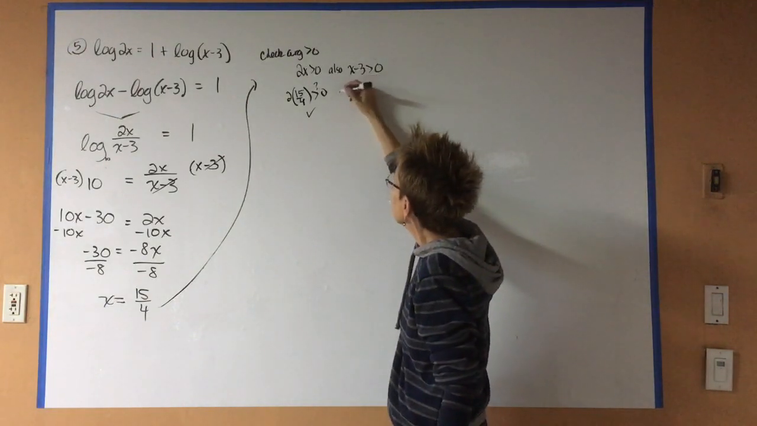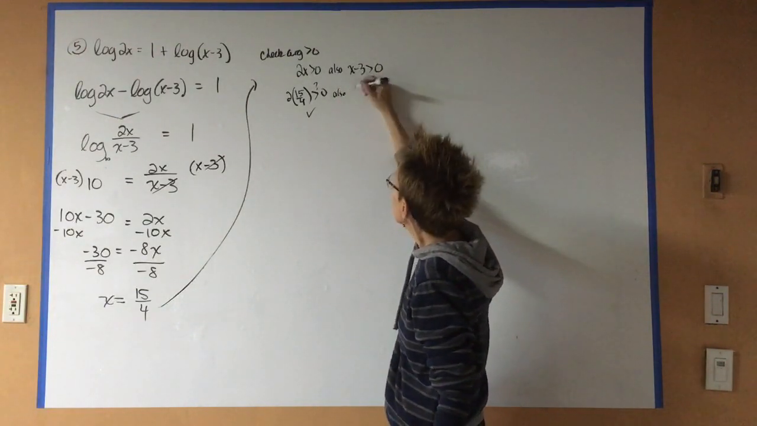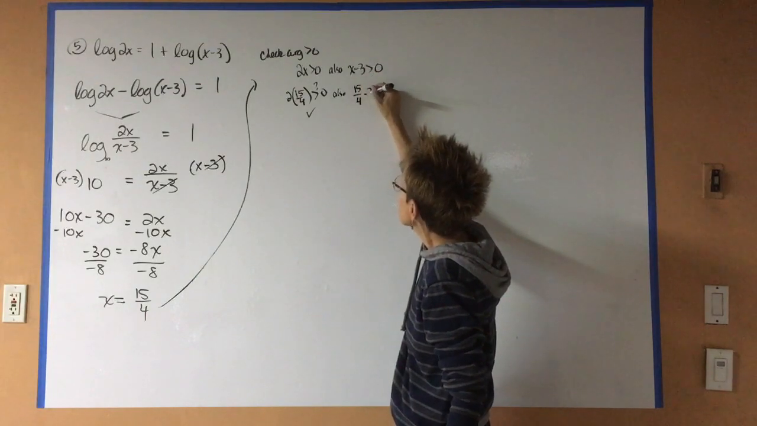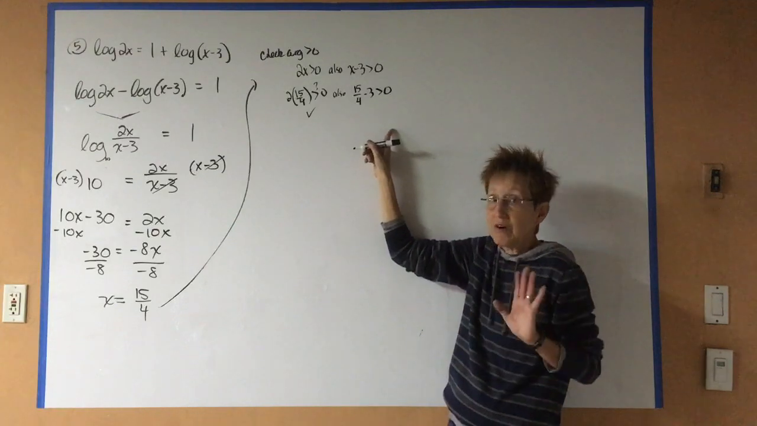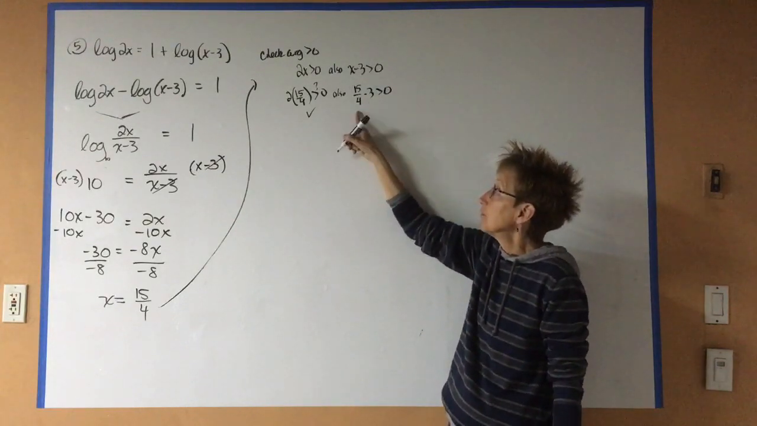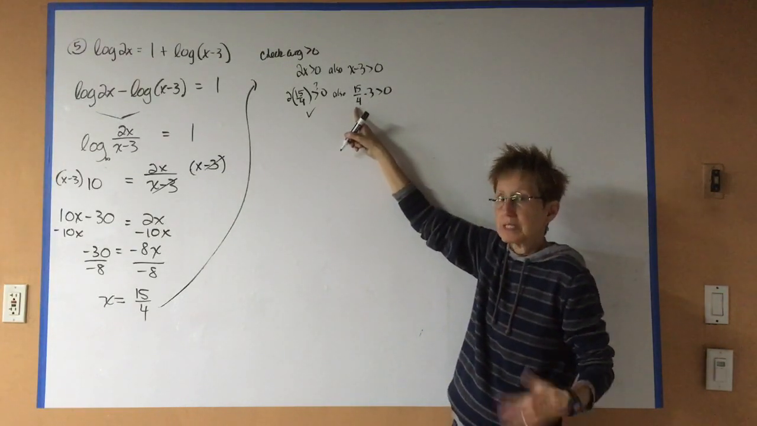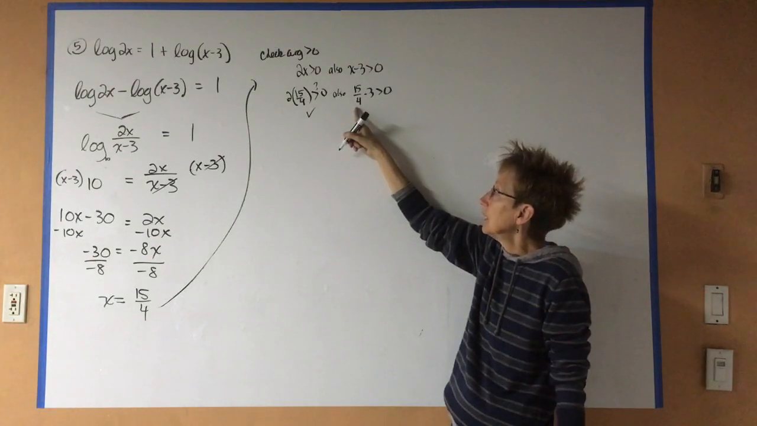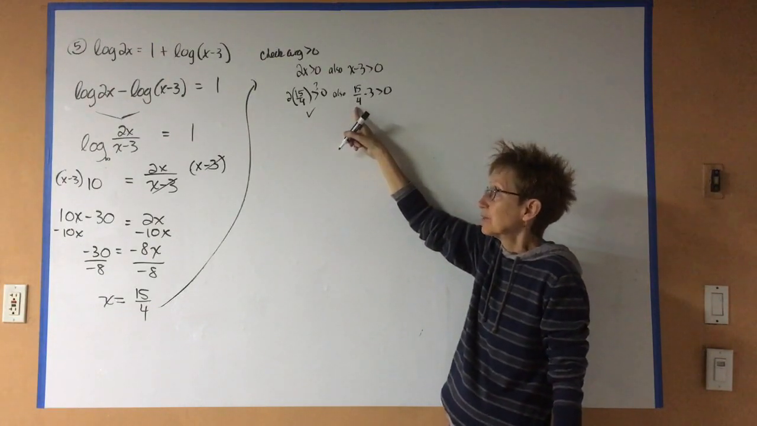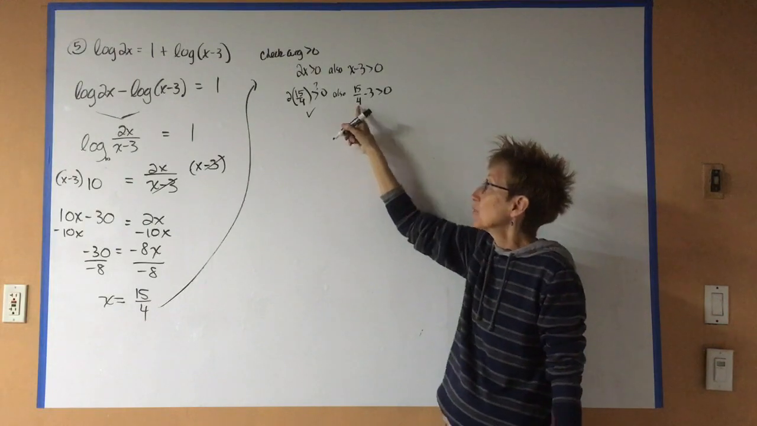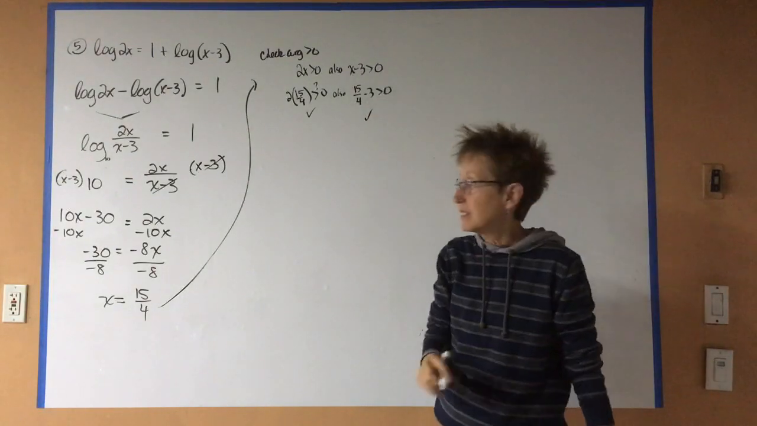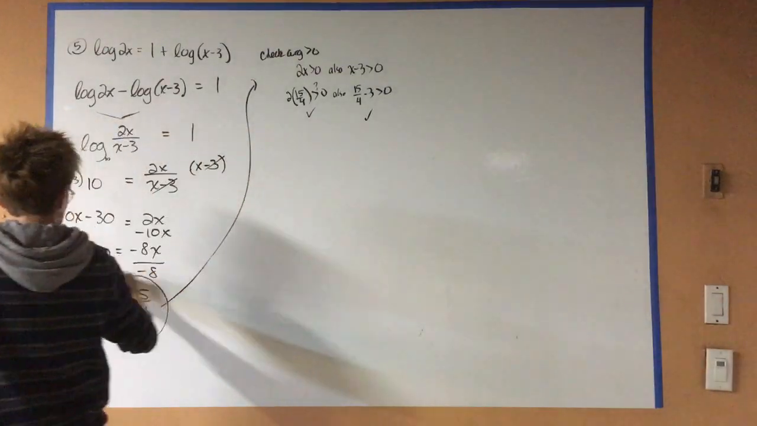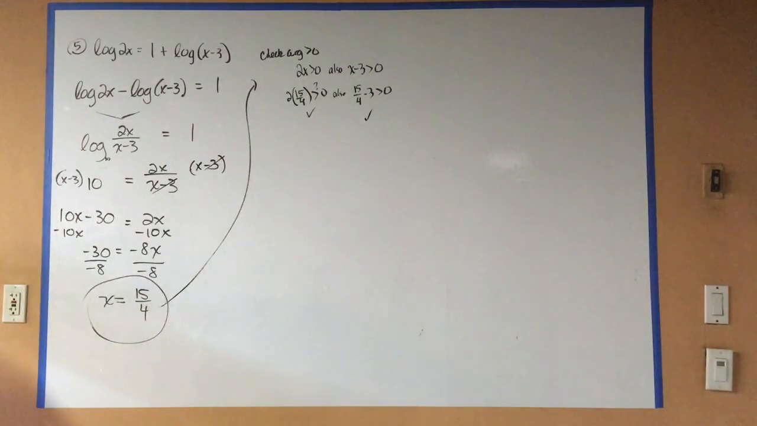Also, if I take 15/4 minus 3, will I be greater than 0? So even though it works here, if it doesn't work here, then it's gone. So let's see. If I take 15/4, let me turn that into a mixed number. That's 3 and 3/4, right? So this is okay. This will be greater than 0, so I can go ahead and circle this as my answer to that problem. X is equal to 15/4.